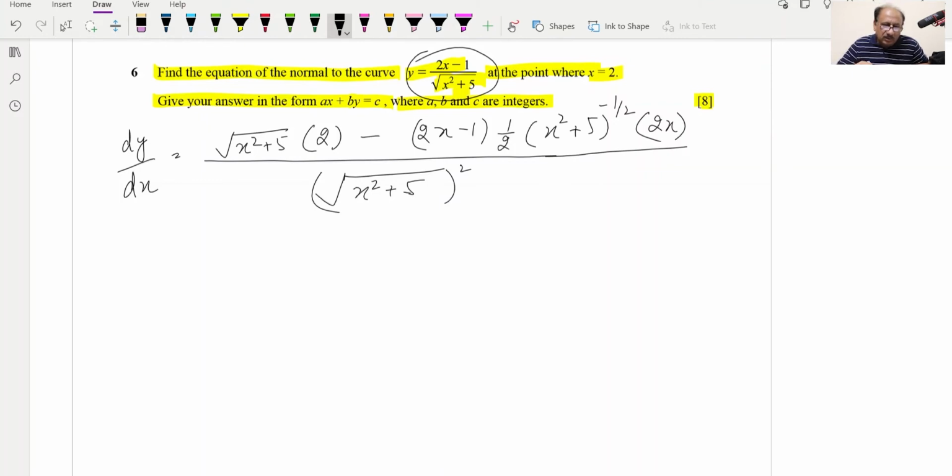And if you are not understanding, then you will have to revise the basic differentiation first.